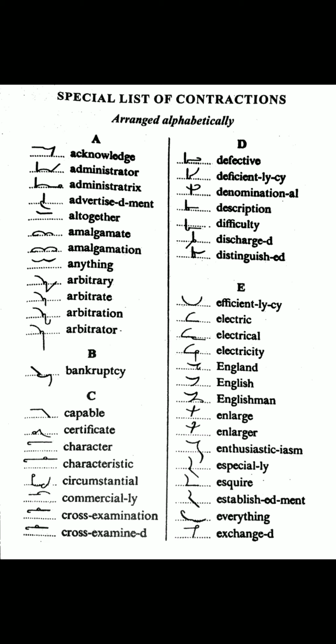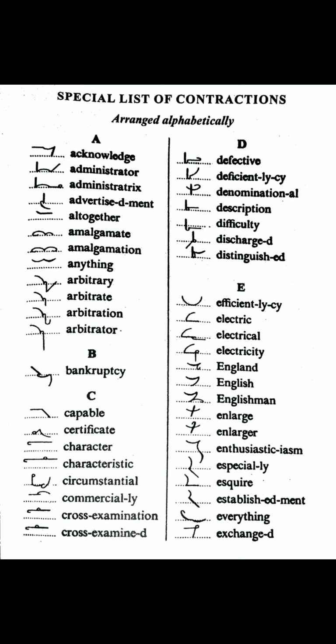K stroke, M stroke with R hook above the line for commercial and commercially. K stroke with R hook, S circle with G stroke above the line for cross examination. Same outline is used here for cross examine and cross examined.